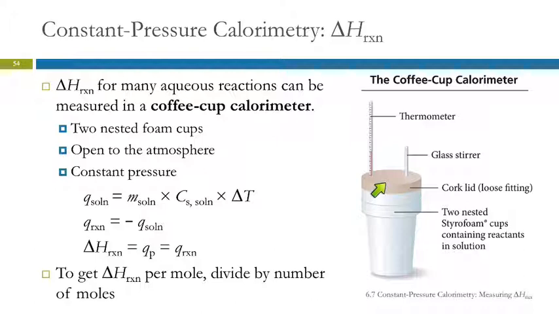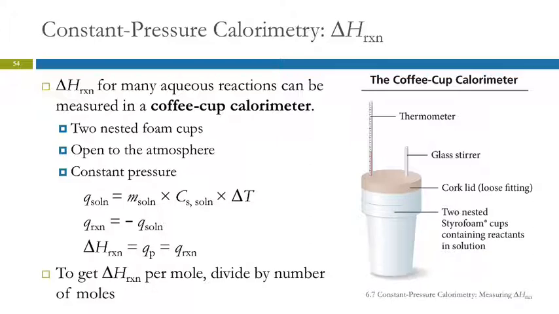This one's fancy. It's got a cork lid. We're going to use pieces of cardboard with holes cut in them. Glass thermometer, glass stir rod, or sometimes we even use the thermometer to stir it. Very, very low tech. This is not constant volume because gases can escape from this, but it's constant pressure because gases can escape from this. Okay? So for lots of aqueous reactions, we're going to use constant pressure calorimetry.